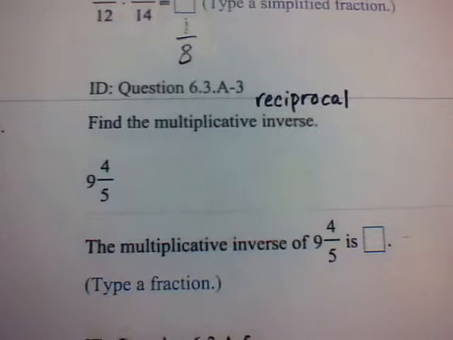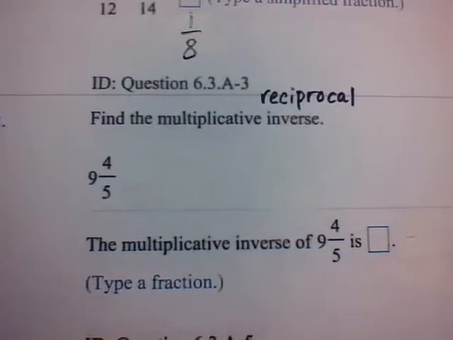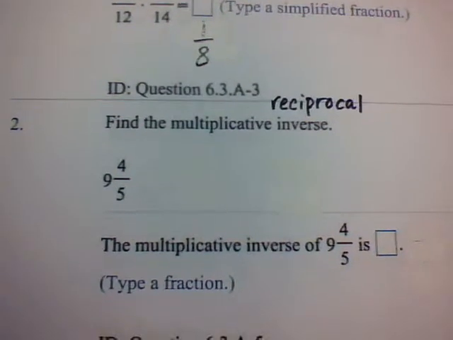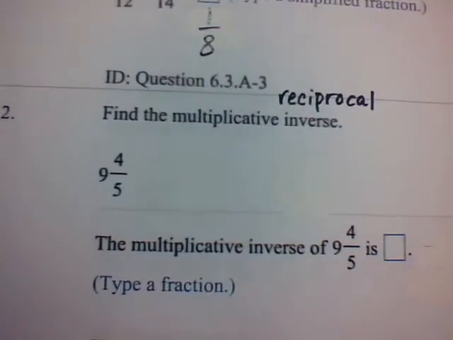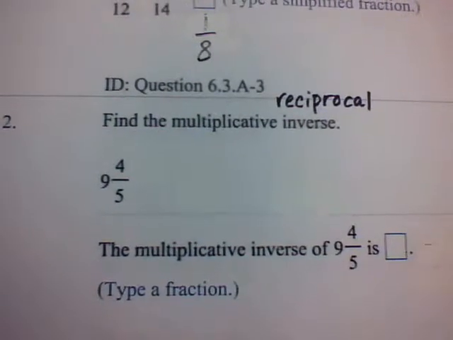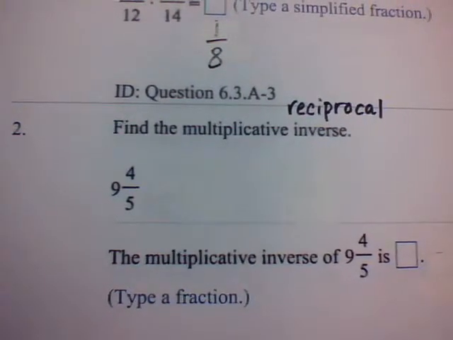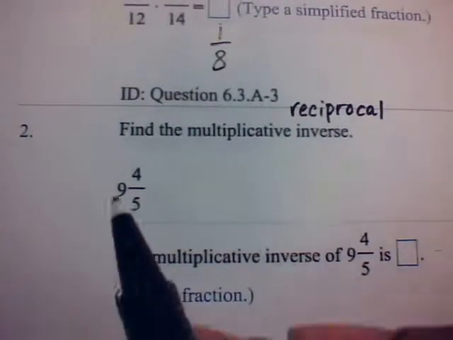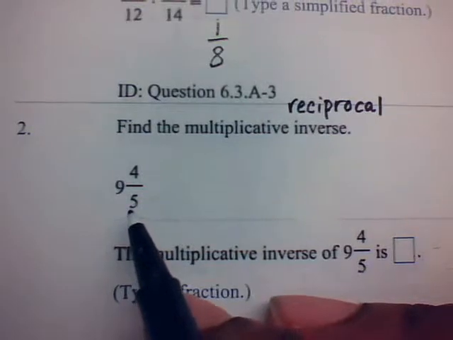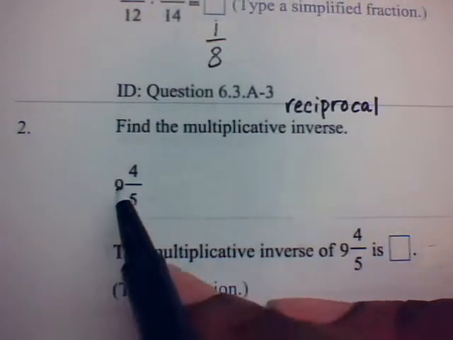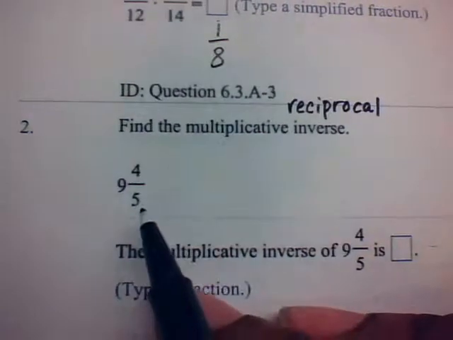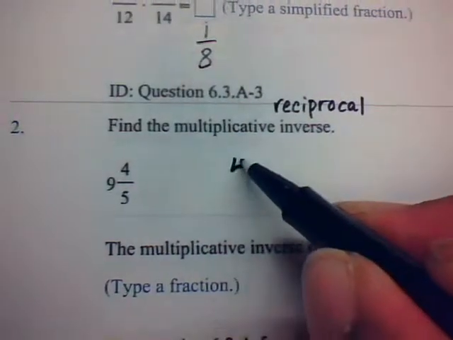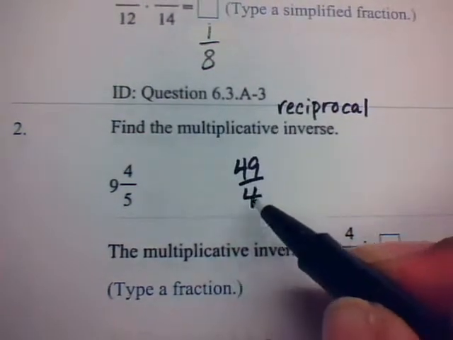All right, number 2 is to find the multiplicative inverse. In other words, we want to find the reciprocal of 9 4/5 in this particular problem. Well, anytime we have a mixed number and want to find the reciprocal, we need to change that mixed number to an improper fraction. So for 9 4/5, we do 5 times 9, that's the denominator times the whole number, then add the numerator. 5 times 9, that's 45. 45 plus 4 would be 49 over 5.